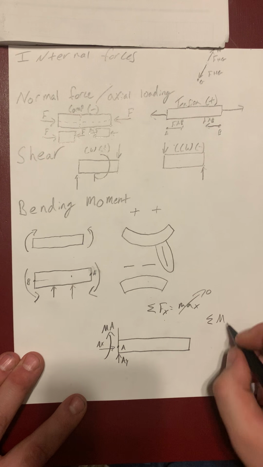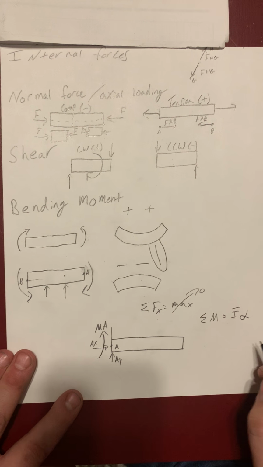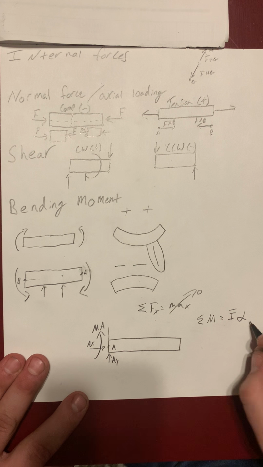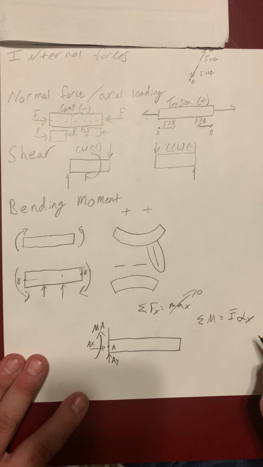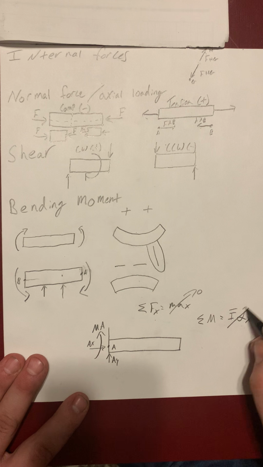Sum of the moments, right, are equal to I bar alpha. Okay, now if we're talking about alpha, we have to also denote a direction, right? And that's rotational acceleration about some axes, right? So let's use X again, right? Rotational acceleration about the X axes, right, cannot happen in statics.